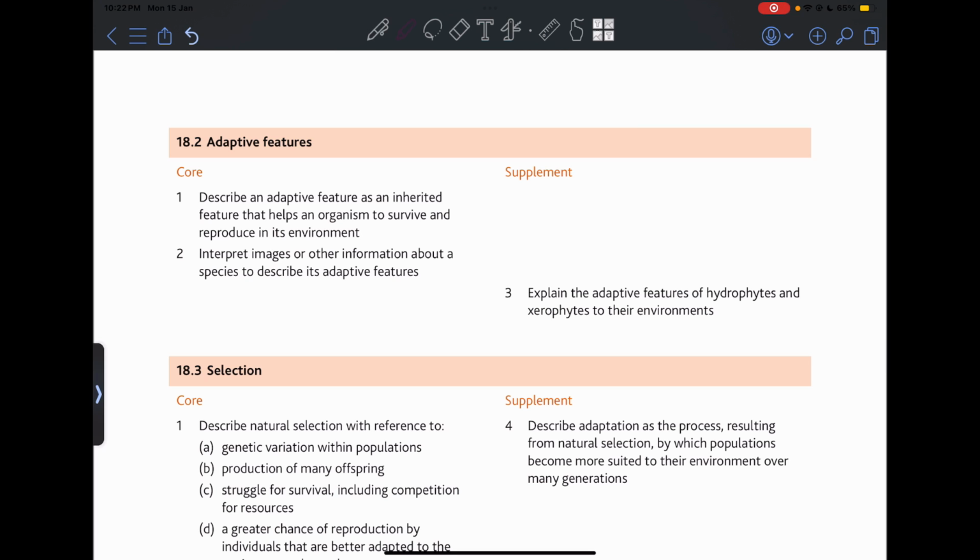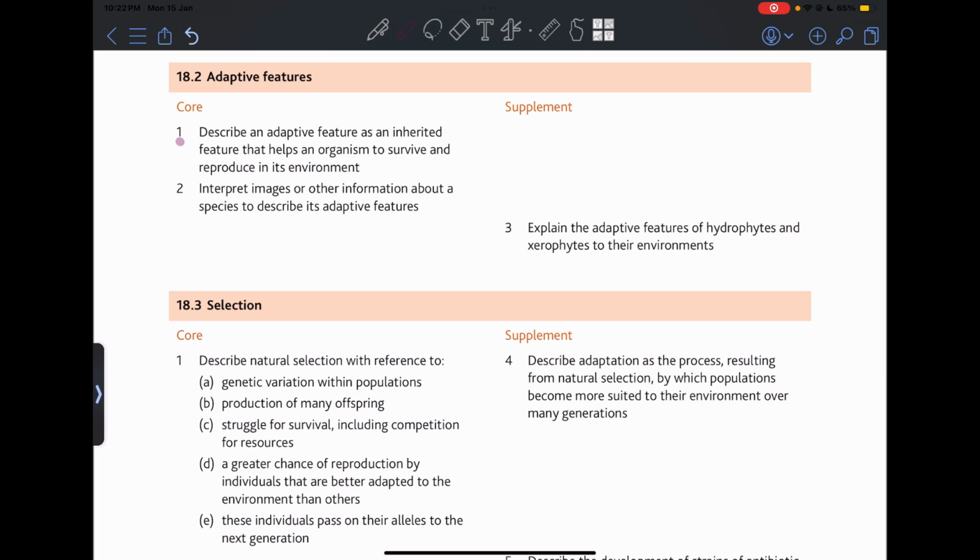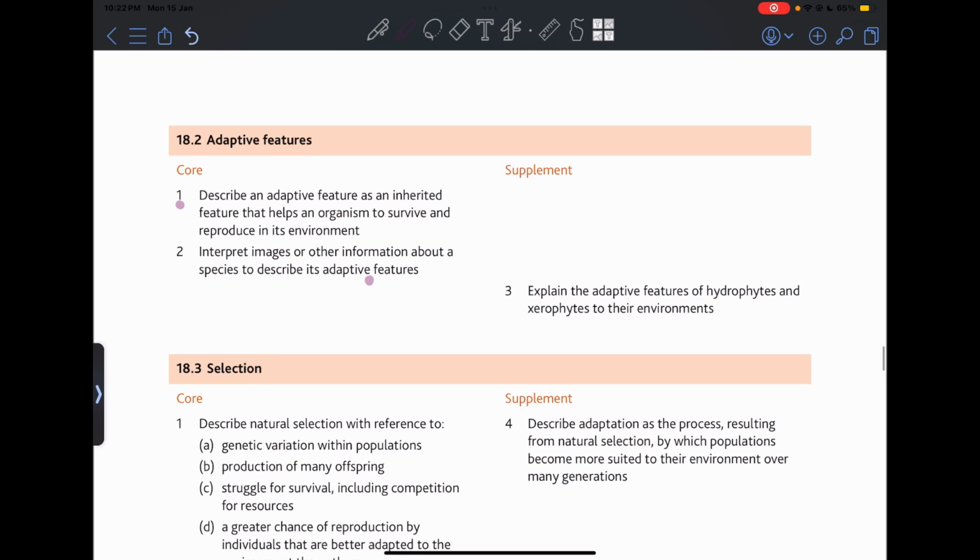Now, 18.2 is about adaptive features. Core and extended students have to describe adaptive feature. This is another definition: an inherited feature that helps an organism to survive and reproduce in its environment. Now, number 2 says interpret images or other information about a species to describe its adaptive features.